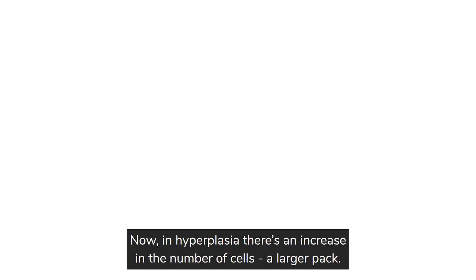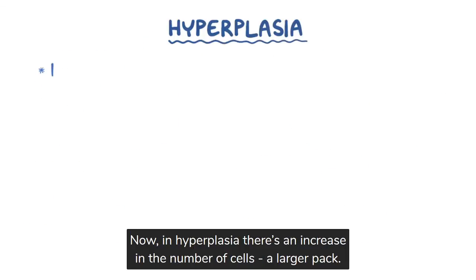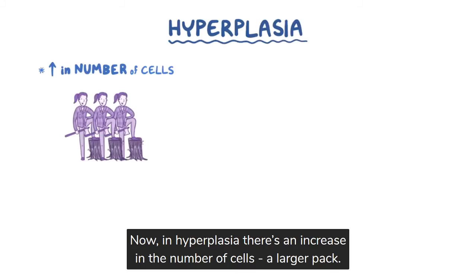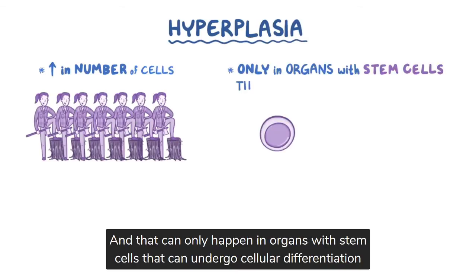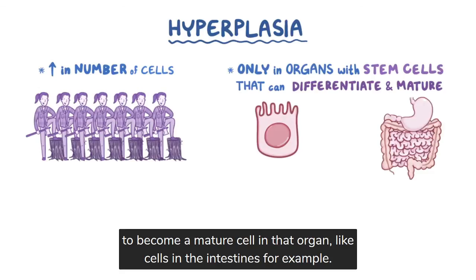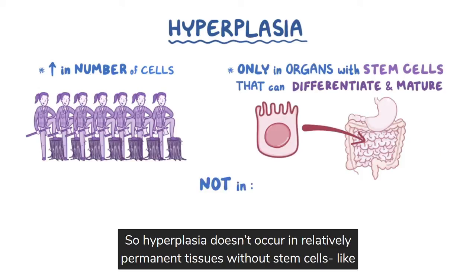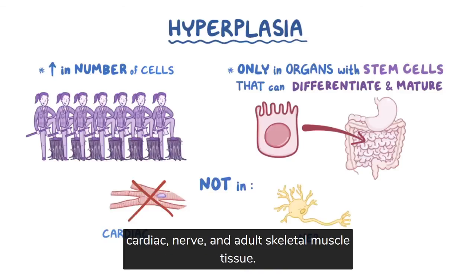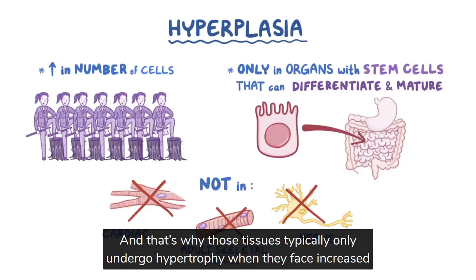Now, in hyperplasia, there's an increase in the number of cells, a larger pack. And that can only happen in organs with stem cells that can undergo cellular differentiation to become a mature cell in that organ, like cells in the intestines, for example. So hyperplasia does not happen in relatively permanent tissues without stem cells, like cardiac, nerve, and adult skeletal muscle tissue. And that's why those tissues typically only undergo hypertrophy when they face increased stress.